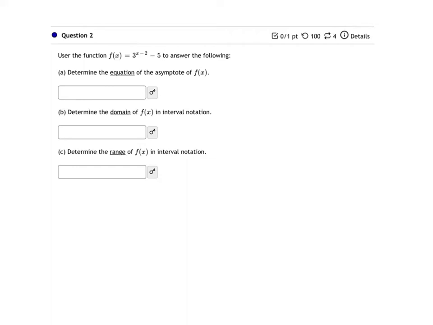Mr. Geisler here, and we're going to take a look at number 2 on homework number 2 for chapter 10. So if we look at the function f of x equals 3 to the x minus 2 minus 5 and answer that question, first thing I'm going to do is draw a quick little sketch of what this looks like. Well, the first thing is my asymptote will be moved down 5 units.